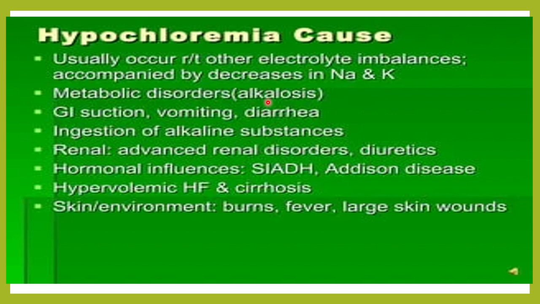I have told you GI suction, vomiting, diarrhea, there is loss of chloride. If you ingest alkaline substances, that will increase the bicarbonate level, and obviously the chloride level is going to go down. Renal disorders we have already discussed. Diuretics can increase the excretion of chloride in the urine. Hormonal influences I have told you already, SIADH. Hypervolemia, like in case of heart failure, cirrhosis, etc. When there are severe burns, there is oozing of all the electrolytes like sodium, potassium, chloride, which can be lost from these burn sites and can lead to hypochloremia.